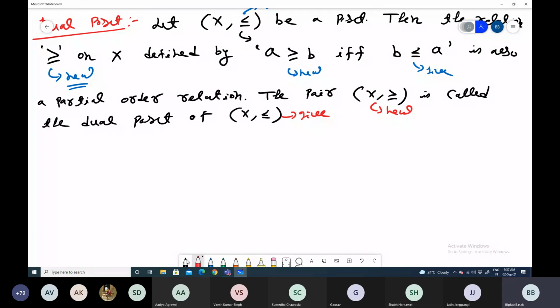Now, from the poset, we can give a covering relation as well. What is a covering relation? So if you have any question, if you have any doubt, you should ask.